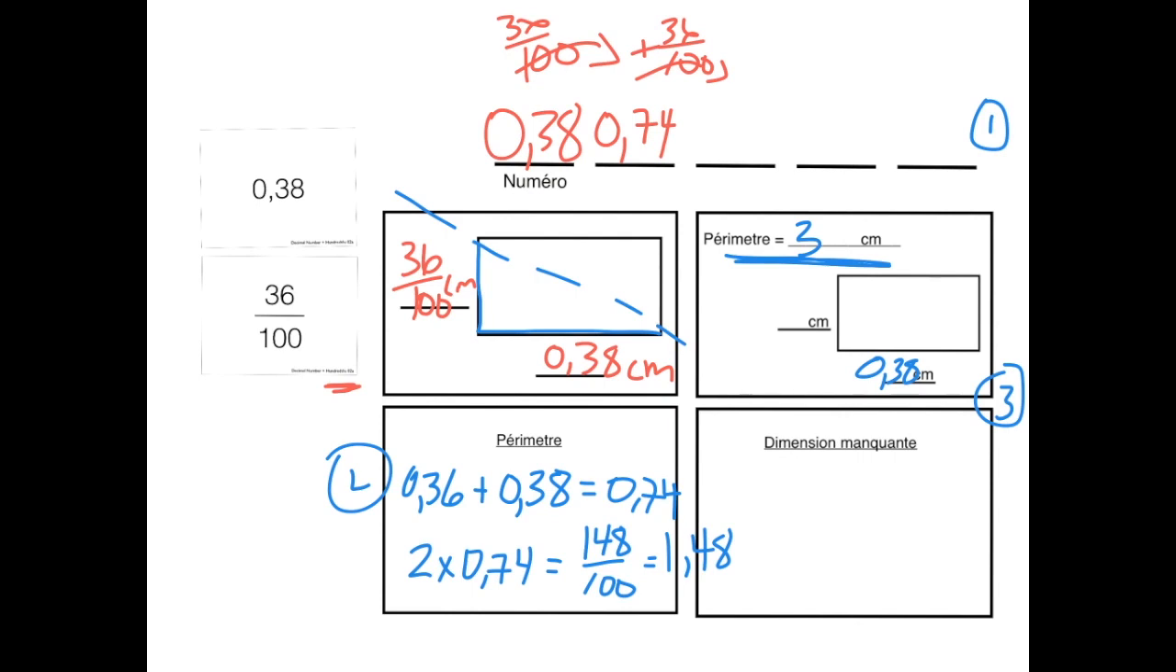So here what we're going to do is we are going to do the opposite strategy that we did with the second placemat, the find the perimeter placemat. So if I know that my total perimeter is 3, then half of my perimeter would be 3 divided by 2, which goes back to our knowledge of dividing with remainders. So in this case, the answer becomes 1.5, or 1 and 50 hundredths, or 1 and 5 tenths.